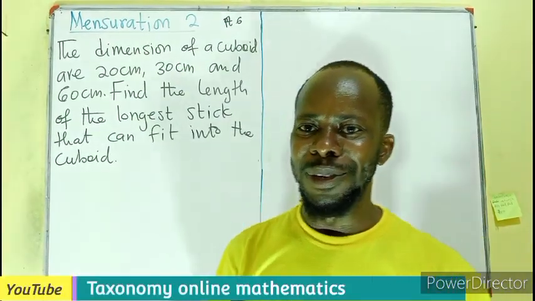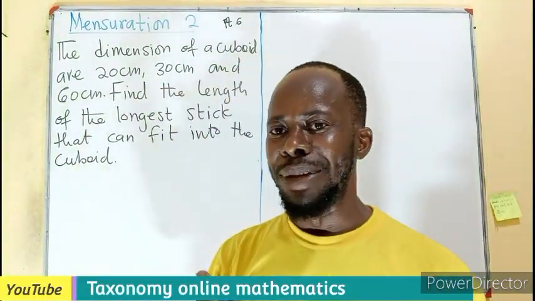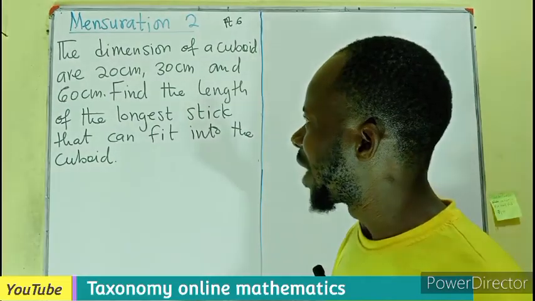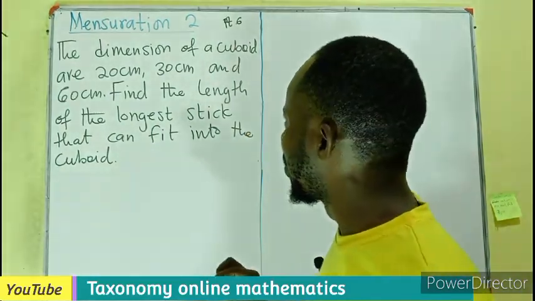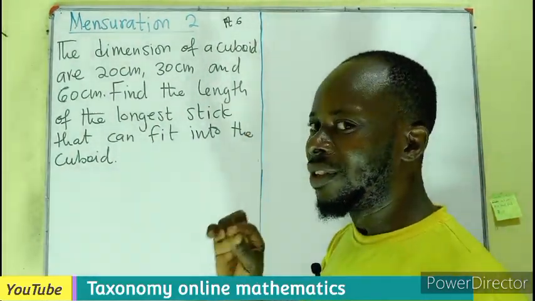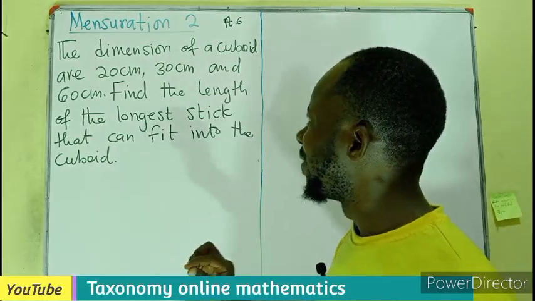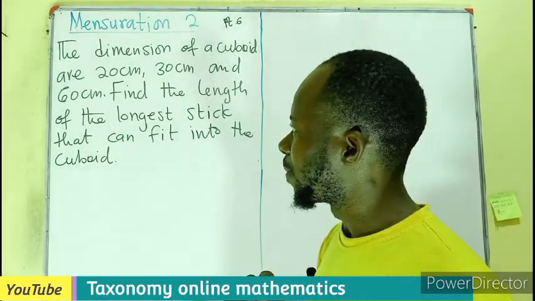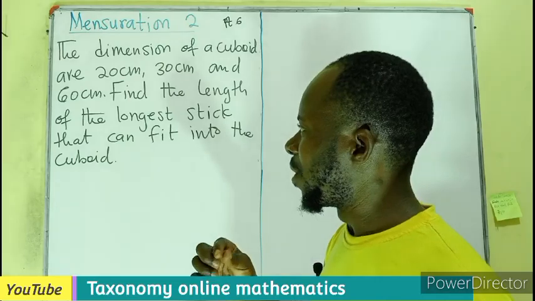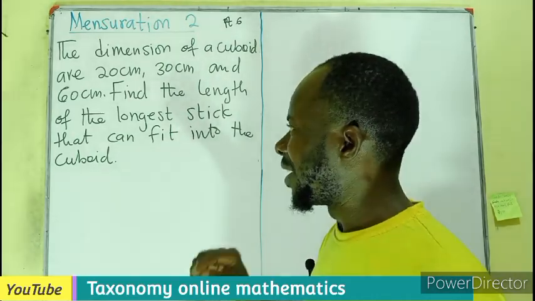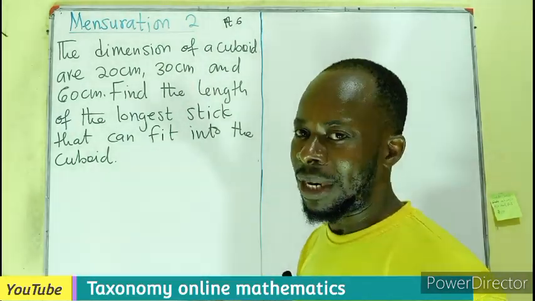Hello, let's continue the tutorial on mensuration 2. A question in that regard: the dimensions of a cuboid are 20 centimeters, 30 centimeters, and 60 centimeters. We have to find the length of the longest stick that can fit into the cuboid.